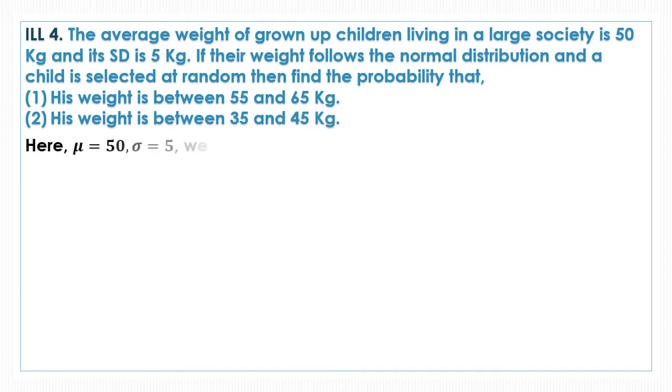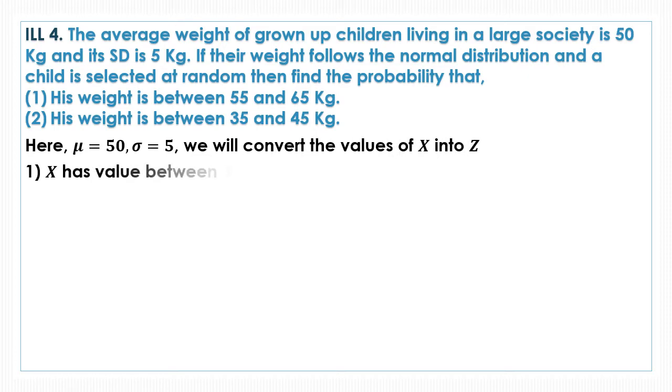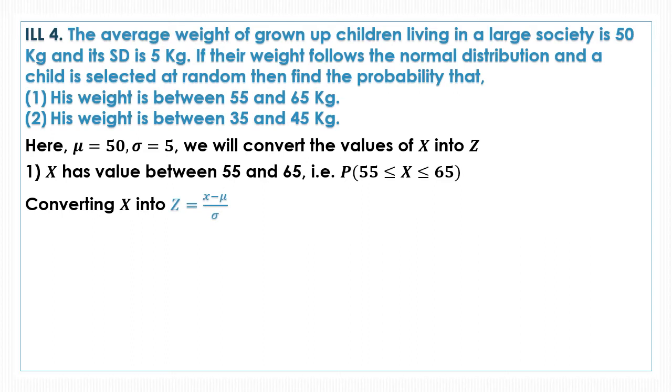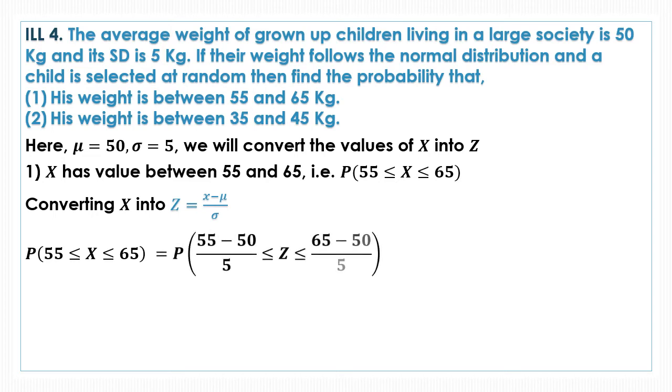Here the mu value is 50 kg and sigma value is 5 kg, and we will convert the values of x into z. The first question: x has a value between 55 and 65, that is, 55 less than or equal to x less than or equal to 65. So we will be converting this x into z, which is (x minus mu) upon sigma. So the probability of 55 less than or equal to x less than or equal to 65 will be the probability of (55 minus 50) upon 5 less than or equal to z less than or equal to (65 minus 50) upon 5. Now when we solve these two values, we get 1 less than or equal to z less than or equal to 3.